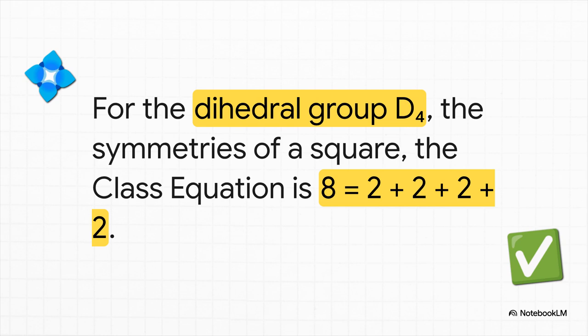D4, the symmetries of a square. This one has 8 elements. Its center actually has 2 elements. The other 6 elements fall into 3 different classes, and each of those classes has a size of 2. So for D4, the equation is 8 equals 2 plus 2 plus 2 plus 2. You see? Different group, different structure, different partition, but the same elegant counting principle holds true.